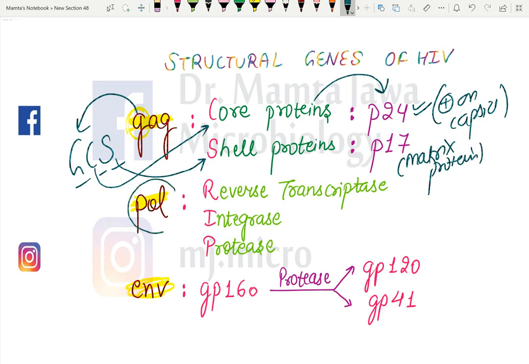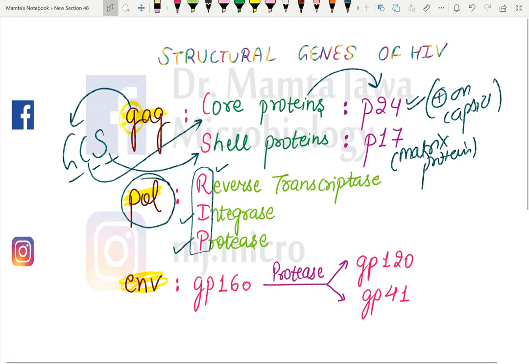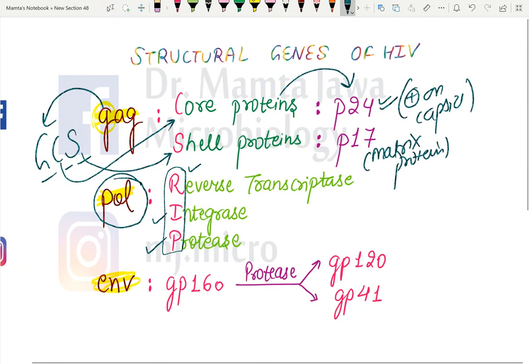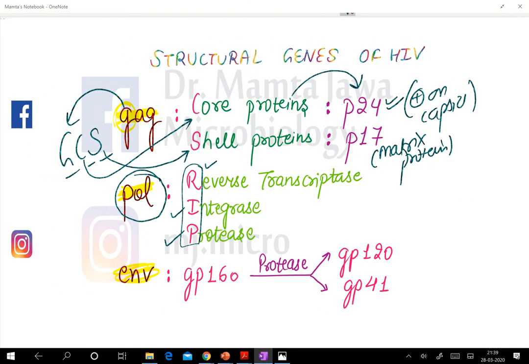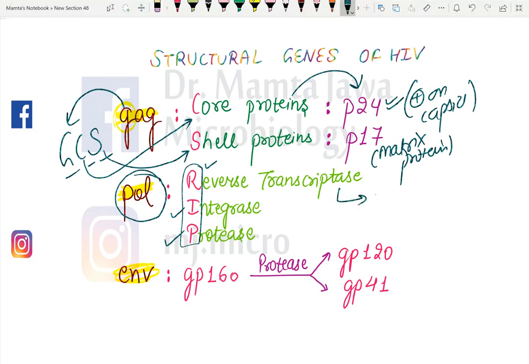Then we have got the POL gene, which encodes for three important enzymes. Remember, rest in peace: reverse transcriptase, integrase, protease, right? Now, a word about the reverse transcriptase enzyme, a very, very important enzyme based on which the family of the virus has been named, that is the Retroviridae family.